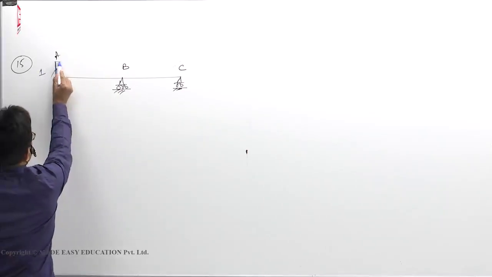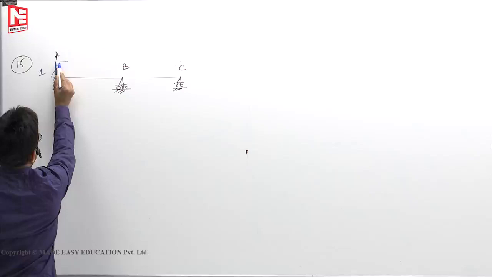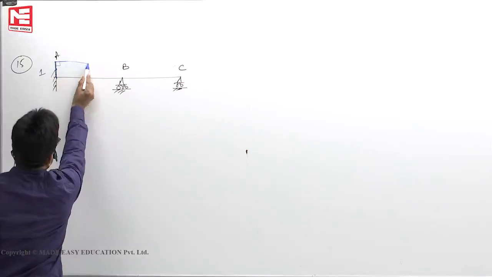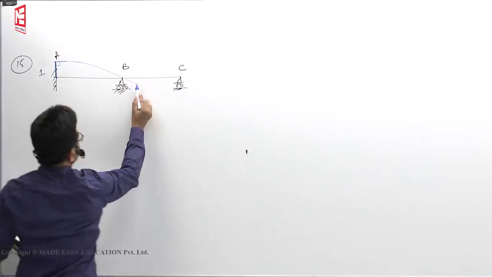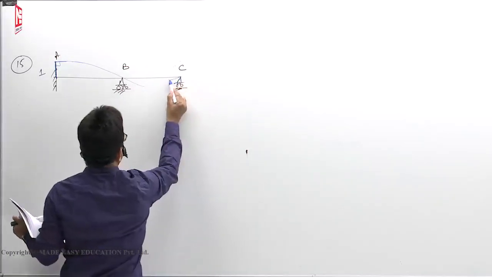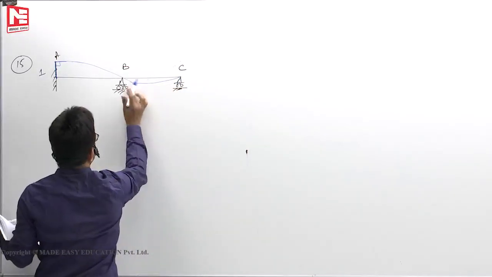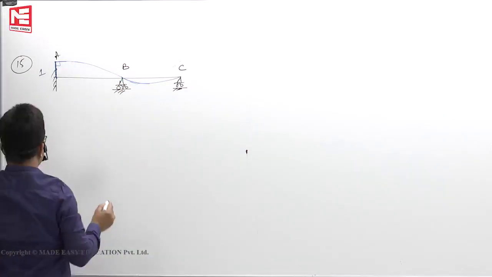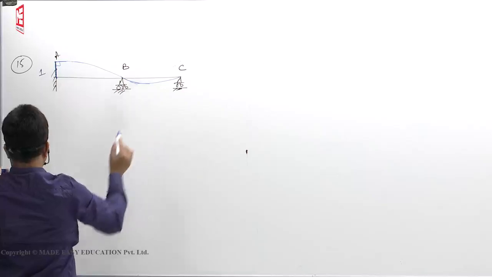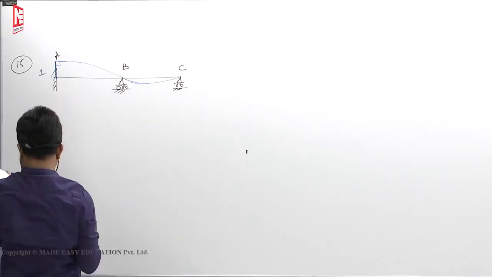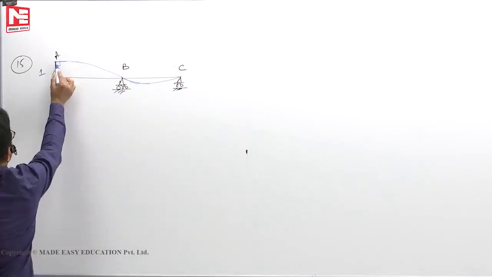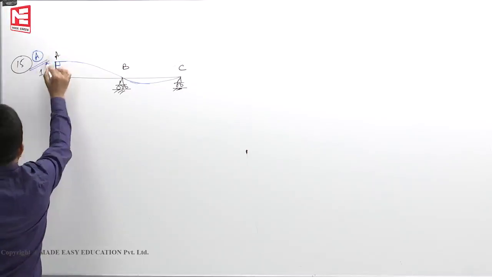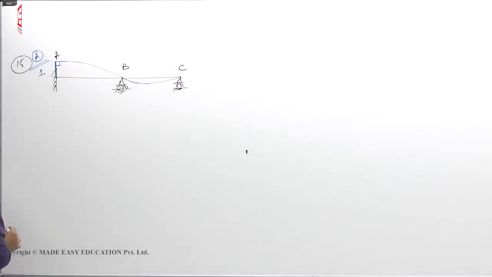Then the deflected shape of the beam. Here 90 degrees must be there. Then when you are maintaining 90 degrees, it will go down like this. Then it will have to go up like this. So which one will match? A. Here 90 degrees must be maintained because fixity you didn't remove. So 15th question, A is the answer.